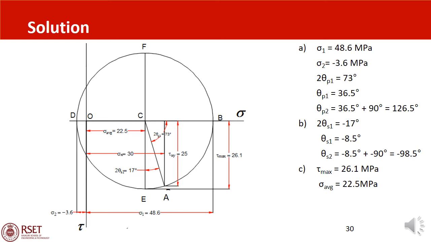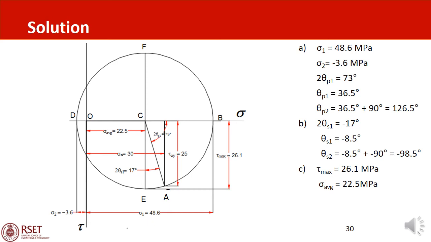The next step is to locate the reference point A. The reference point A has the coordinates sigma x and tau xy, and here A will have the coordinates 30, 25: 30 units corresponding to sigma x and 25 units corresponding to tau xy. Once the reference point A is located, you can connect the points C and A, and with C as center and CA as radius, we can draw the Mohr's circle.